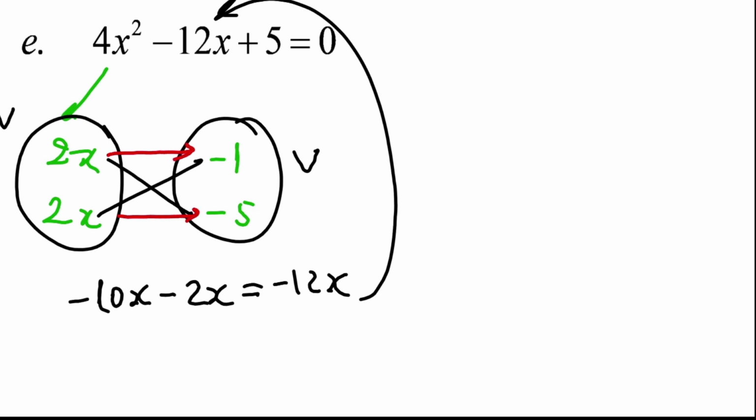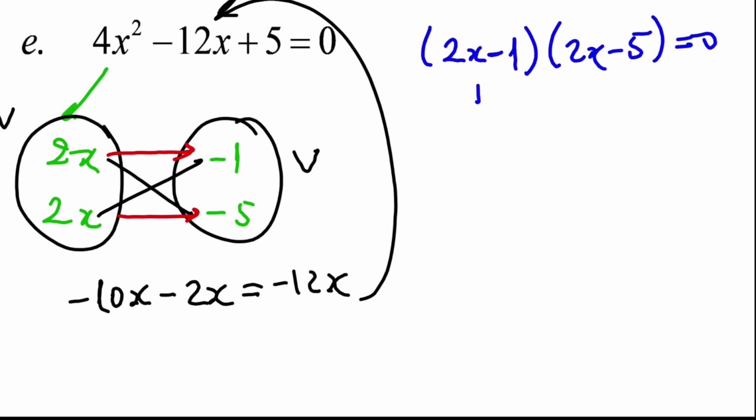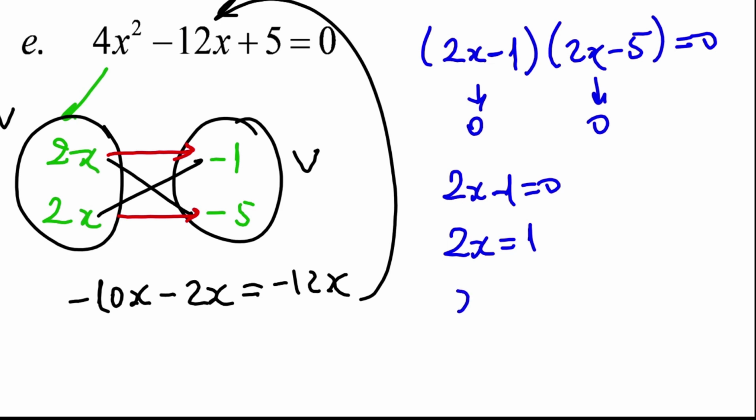How do you feel? 2x negative 1 times 2x negative 5 is 0. Here, the first one could be 0, the second one could be 0. 2x negative 1 is 0. If we move negative 1 to the other side, 2x is 1. If we divide both sides by 2, x is 1 over 2.